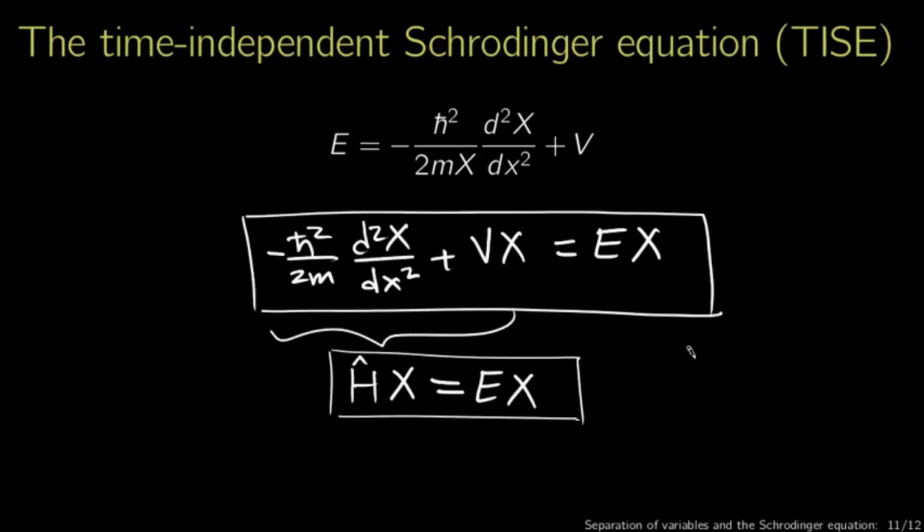This equation itself is called the time-independent Schrödinger equation, or TISE if I ever use that abbreviation. And this is really the hard part of any quantum mechanics problem.